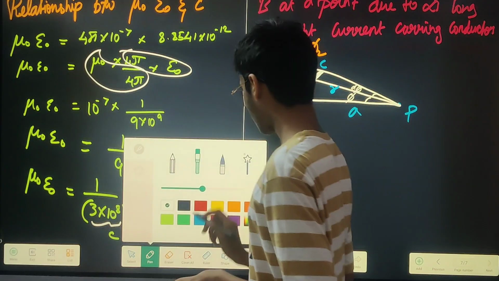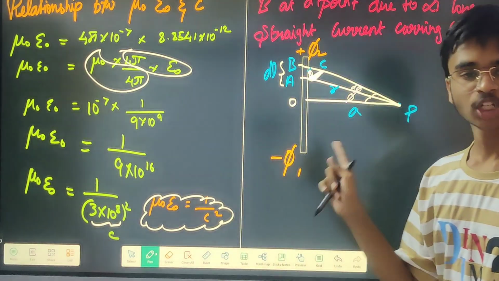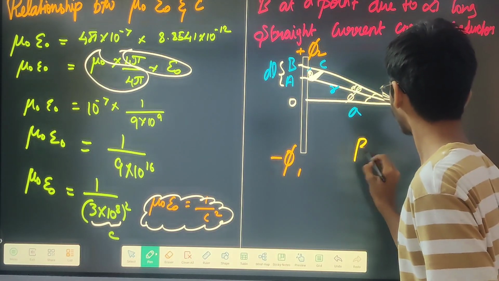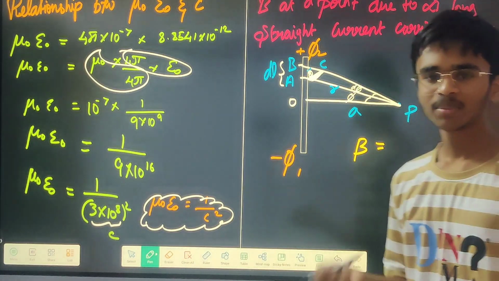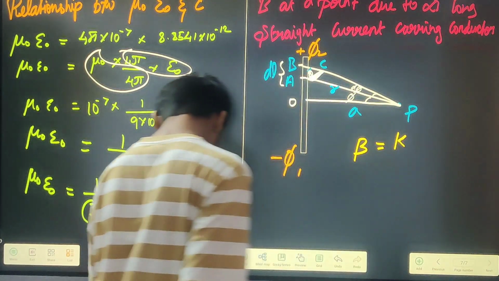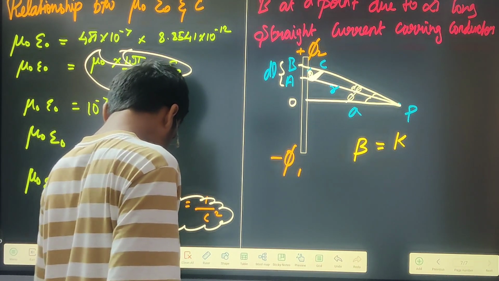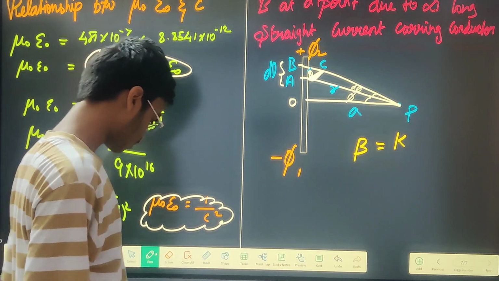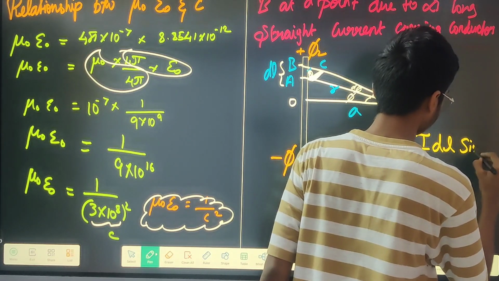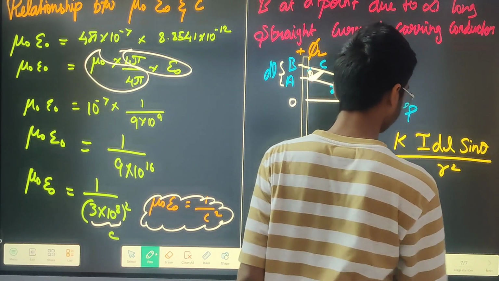Okay. So, now we have the formula. What formula we have? In this particular point, we want the magnetic field. So first, magnetic field is equal to K. I can write K, but instead of K, I can also write the full form of K. K is only, since 4 pi, everywhere throughout this, this is K only. So K is equal to I dl sin theta whole divided by r square.